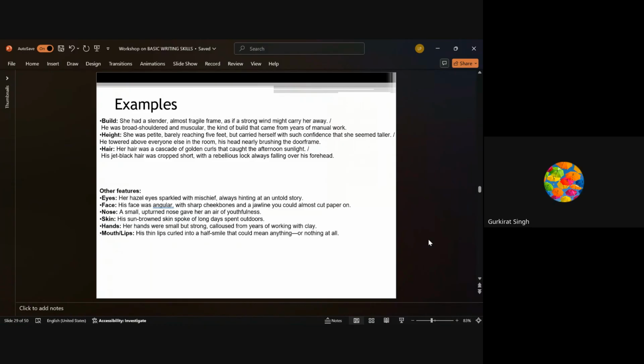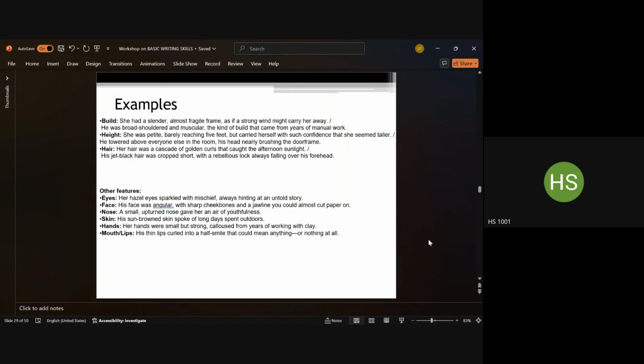No, ma'am. Okay. And then look at the second sentence, the same thing. He was broad shouldered and muscular, the kind of build that came from years of manual work. Again, the second part of it is brief additional information added from the author's side. But the necessary information that is required to fulfill the skeleton of your descriptive writing on someone's build would be the first part: broad shouldered and muscular.